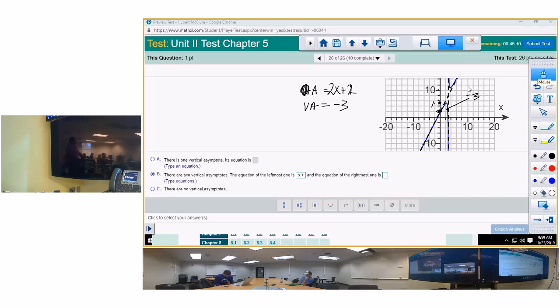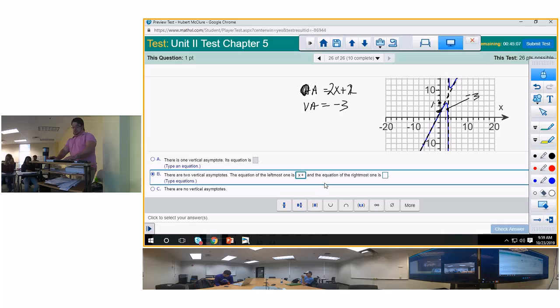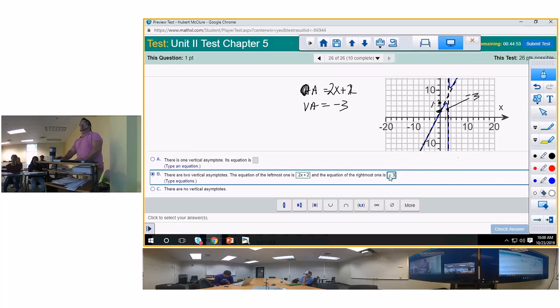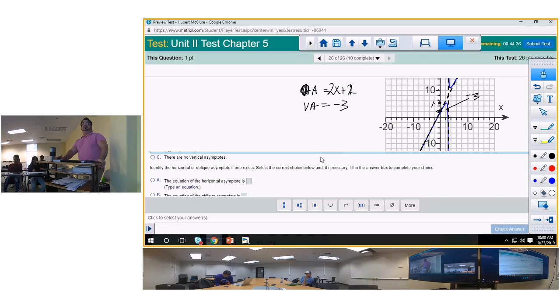I want to let y'all see the rest of it. 2x plus 2. And what's the other one? -3. Yeah, x is equal to -3. That's probably what they want. Or x is equal to -3 and y is equal, and they'll probably tell me it's wrong. Y'all will see these in your homework. So y'all can tell me what I did wrong on that other one Monday if you want to. Good gosh.